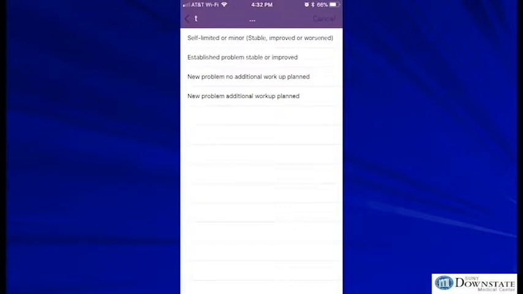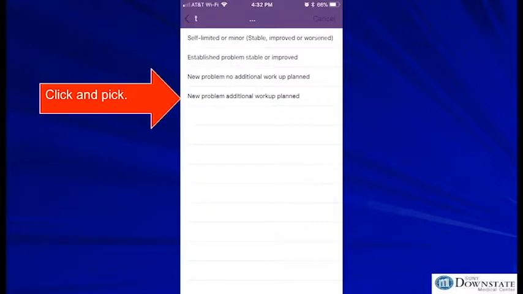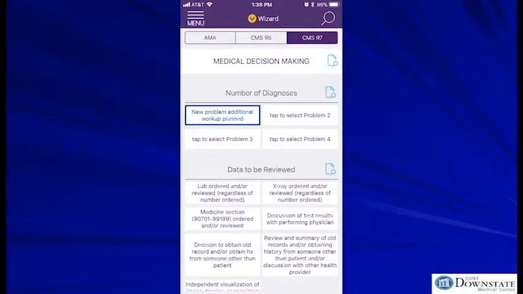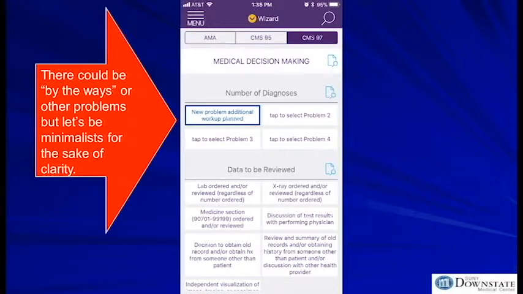There are audit sheets that can be used that will show you how to value these, how many points to give you, to add them up as an auditor. What, this is even simpler. You simply click what's here, a new problem where you plan additional workup. You're worried about a melanoma. So we've done that. We've got one new problem. There could be other, by the way, other problems, but let's be minimalist for the sake of clarity.